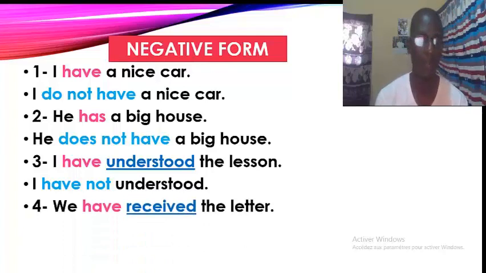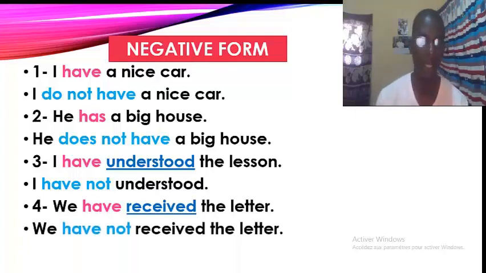Number 4, we have received the letter. Nous avons reçu la lettre. Have ici, il est auxiliaire ou bien il est verbe ordinaire? Si have signifie obtenir, posséder. Si have n'accompagne aucun verbe ici, il est auxiliaire. Mais si accompagne un verbe, et c'est le cas ici, il accompagne le verbe received. Donc ici, have est un helping verb. Donc, c'est un auxiliaire, donc il va se conjuguer seul. L'auxiliaire n'a pas besoin de do, donc have va se conjuguer seul. Et on a we haven't received the letter.